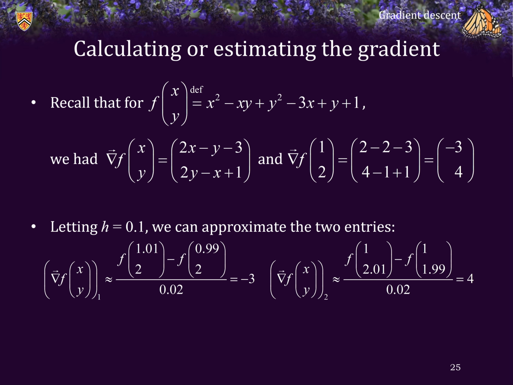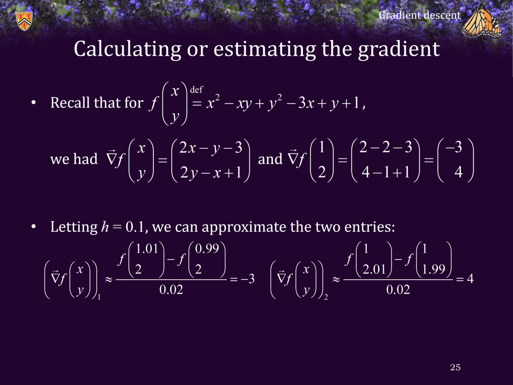We can do the second entry of the gradient as well, and so we evaluate the function at (1, 2.01) and subtract from that the function evaluated at (1, 1.99). Again, all divided by 0.02, and for this we get exactly the value 4. Now you're wondering, these are not approximations, these are the exact values of the gradient. Why is that?